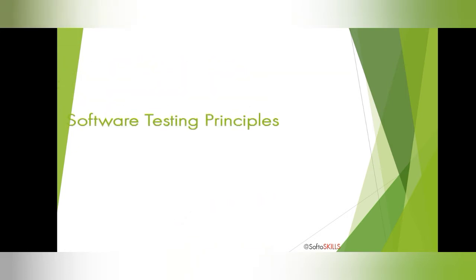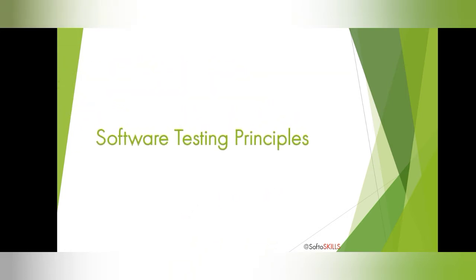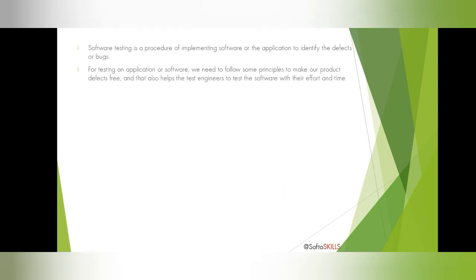Here in this session, we are going to learn about the 7 essential principles of software testing. Software testing is a procedure of executing software or an application to identify defects or bugs. For testing an application or software, we need to follow some principles to make our product defect free, and that also helps the testing engineer to test software with less effort and time.